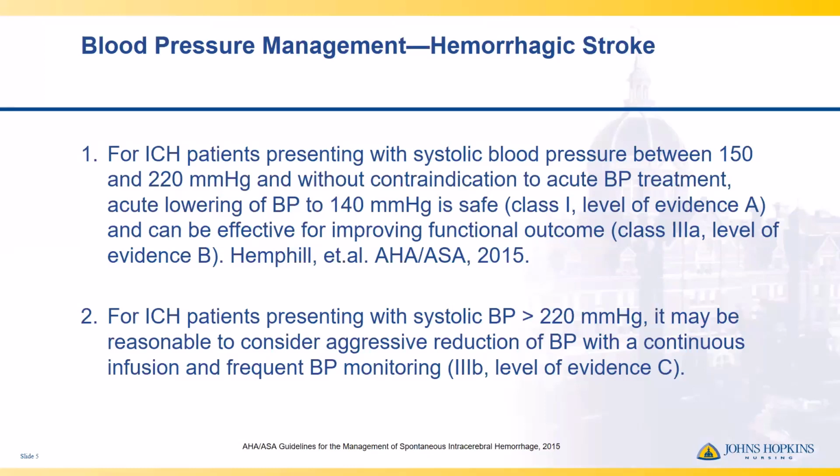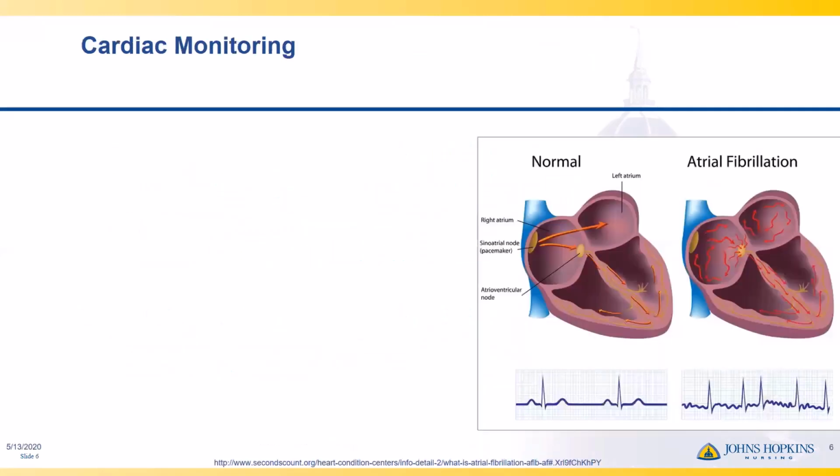For ICH patients that present with a systolic blood pressure of greater than 220, they say it may be reasonable to consider aggressive blood pressure reduction with a continuous infusion and more frequent blood pressure monitoring.